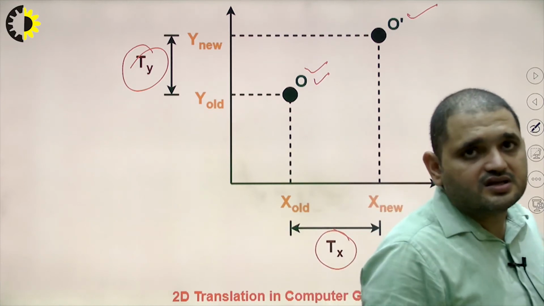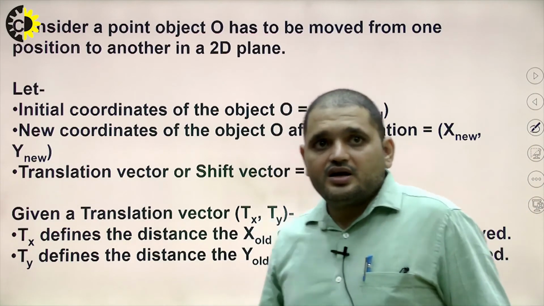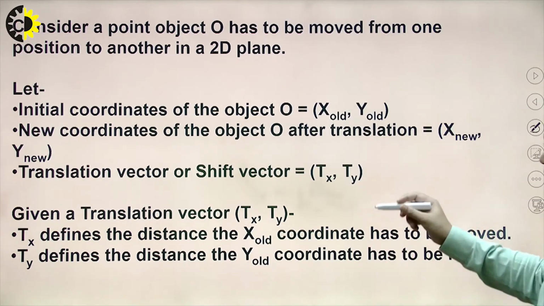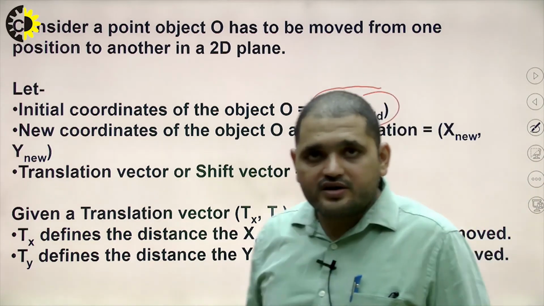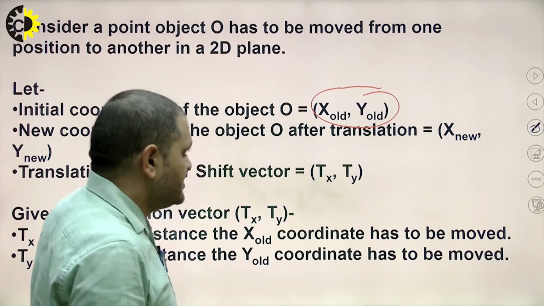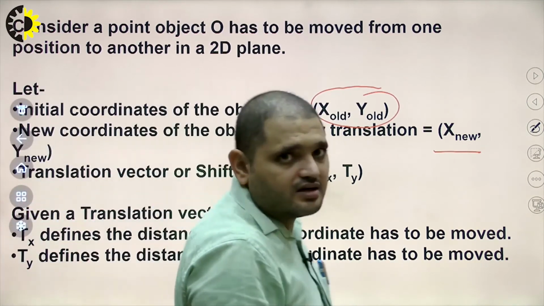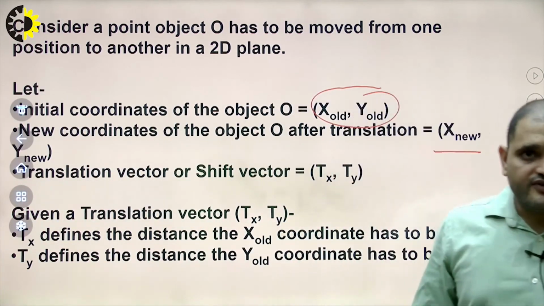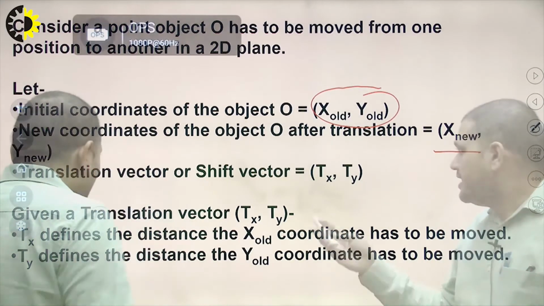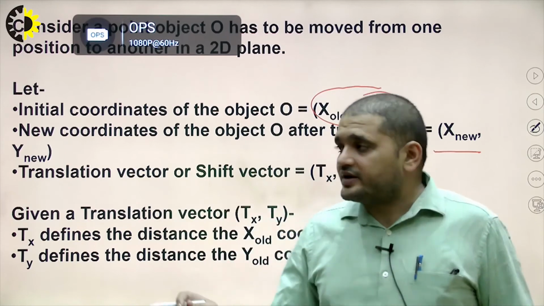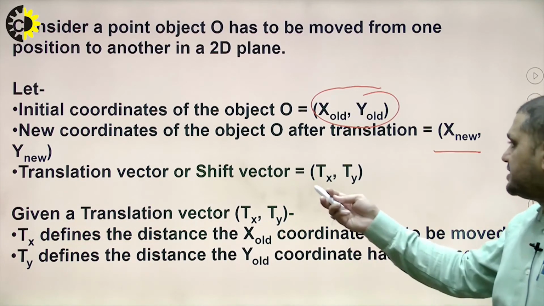So this distance has to be translated to get to the new position. We can see here that the initial coordinate of the object O is x old and y old, and the new coordinates of O after translation are x new and y new. The translation vector or shift vector is the amount by which this coordinate point has to be moved: tx and ty.